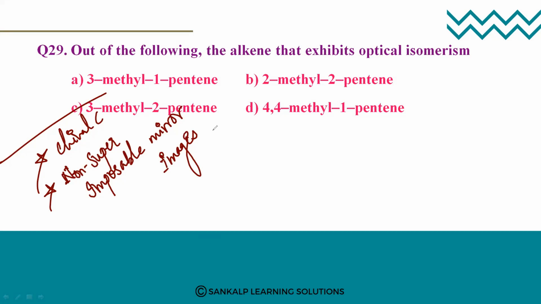So we'll see now which of the following will exhibit that property. 3-methyl-1-pentene. Pentene means 1, 2, 3, 4, 5. At 1, it will be CH2, CH3. So this will be CH3.